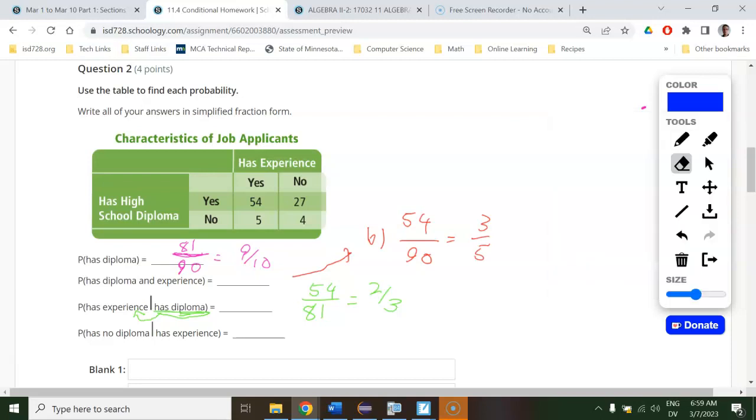So, has no diploma given that they have experience. Again, this is our denominator, that they have experience. If we look at the ones that have experience, that would be have experience, yes. That's that column right there. So our denominator is 59 if you add those up. Those are all the people that have experience. Then out of those, how many have no diploma? I think what happens here is kids do all the no diploma people, but that's not right. We're looking just out of these 59 experience people. How many of them don't have a diploma? Out of those 59, 5 don't have a diploma. So the probability here is 5 out of 59.